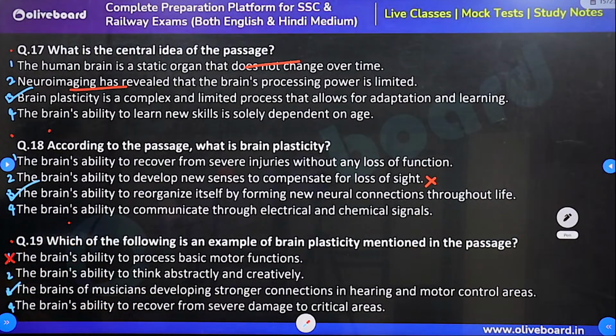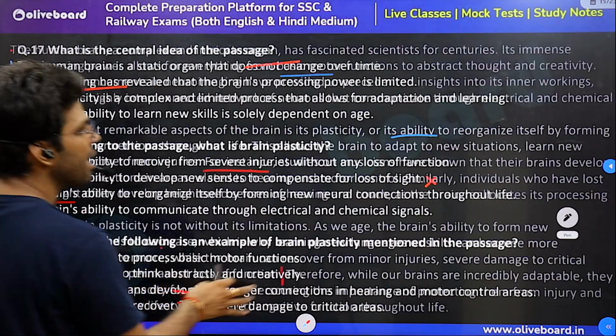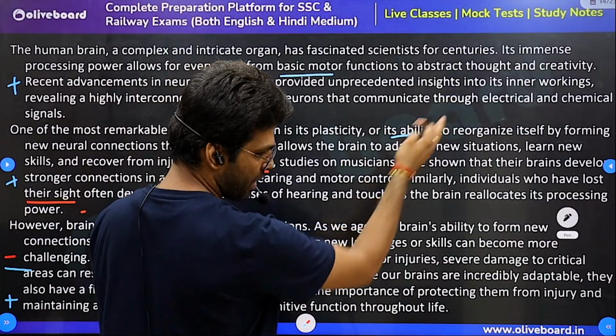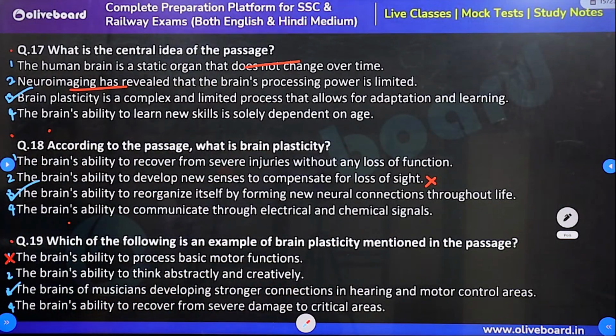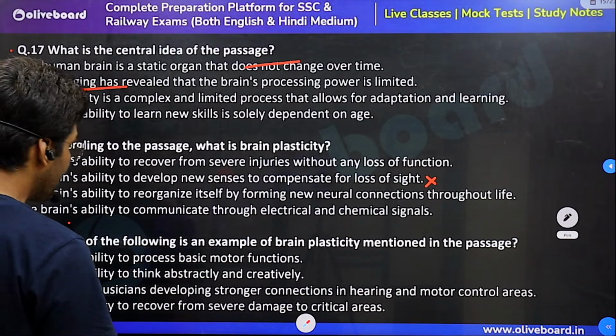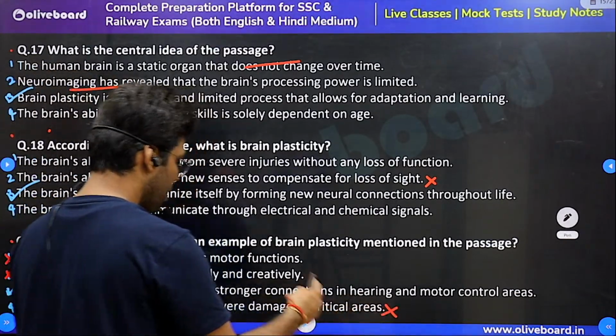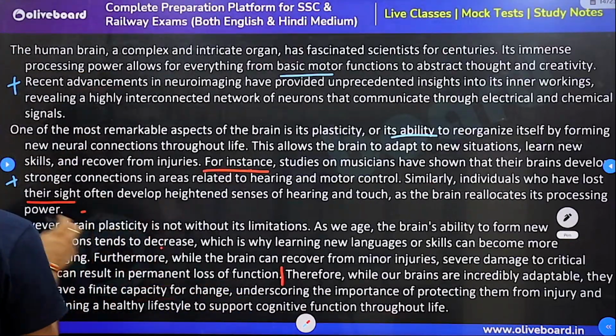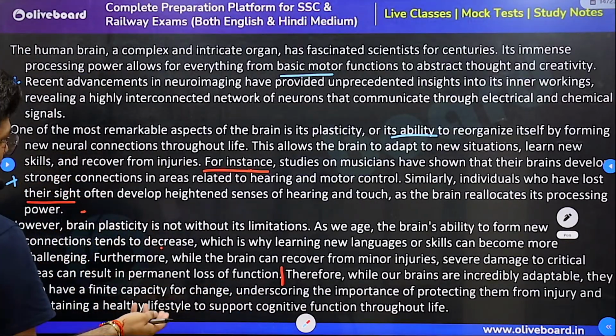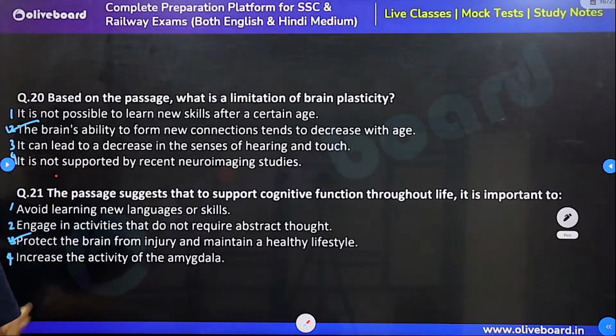The brain's ability to think abstractly and creatively, also marked in the passage, but not the example of plasticity. Brain of musicians, yes, it was there. Developing stronger connections, yes, of course it was there. Okay, brain's ability to recover from damage to critical areas, maybe, but we have a better choice. That's a general statement, critical areas. If you had said sight, could have picked. So just one answer out there, precisely.